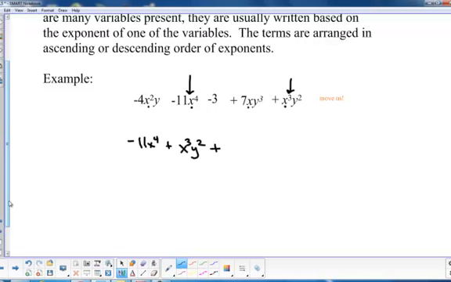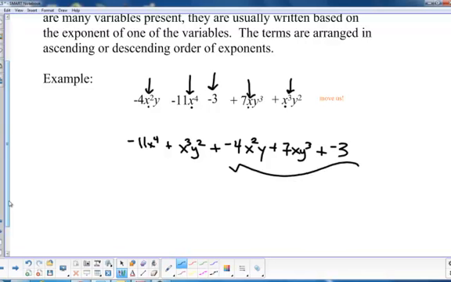The next biggest x exponent is the x squared. Don't lose that negative outside of the 4. Instead of making it a plus, you could just make it a minus. Next in line is the 7x. And last is the minus 3. So this is the proper order of this polynomial, which happens to be 5 terms.